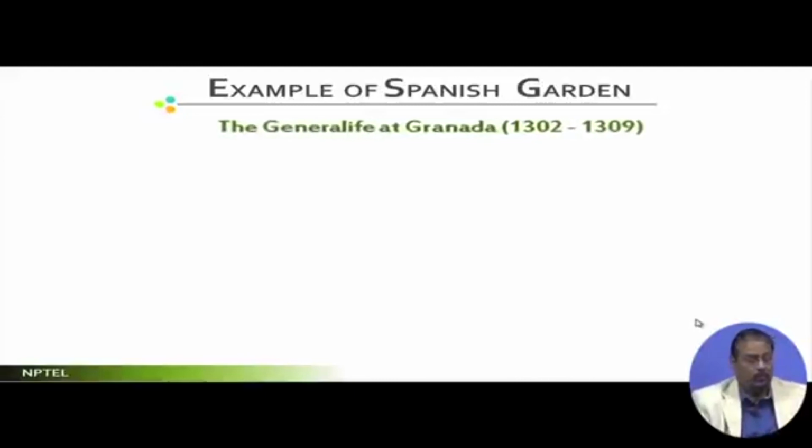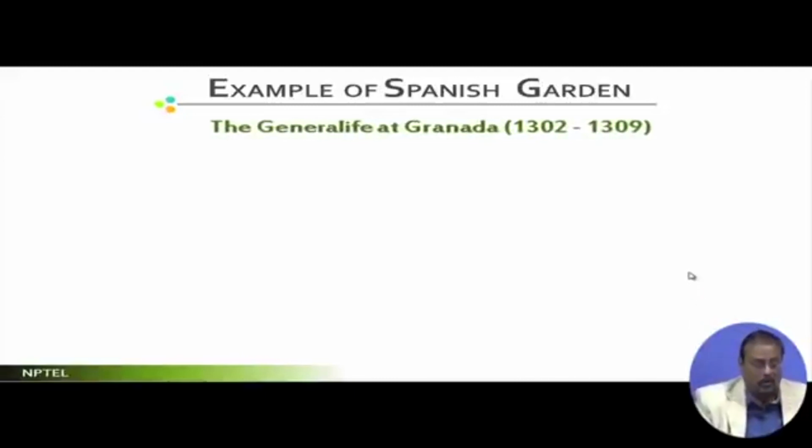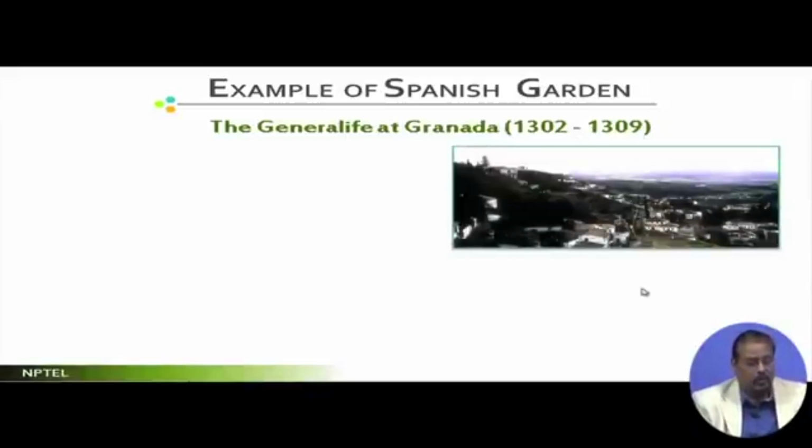The next example is the Generalife at Granada. It was built between 1302 and 1309 at that time. If you look at this, the Generalife was placed on the edge of the hill. The idea was twofold. One is to have visual exposure to the surroundings. At the same time, you have multiple such levels if you cut a section through this. It was a summer residence.